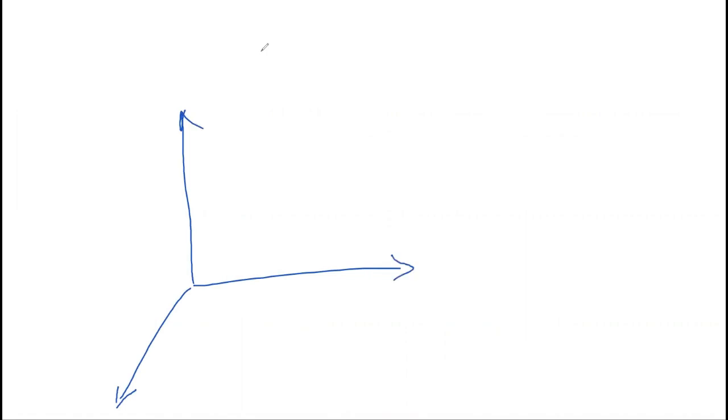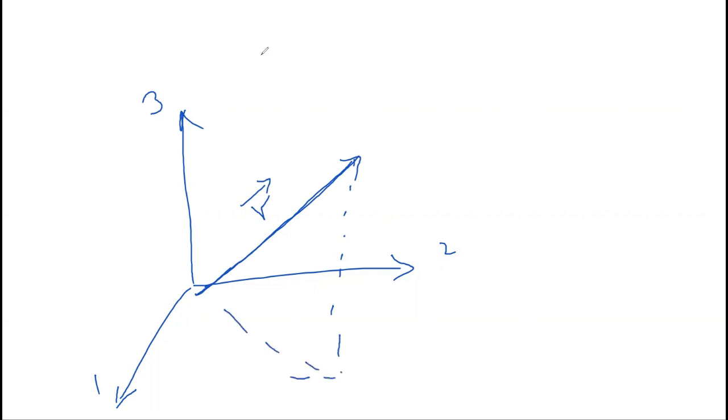Coordinate system. I have the first axis, second axis, and the third axis here. If I have a vector in this system, let's say it's R, and I project it onto the 1 and 2 plane, and then the rest up to the first axis, then this distance will be R1.